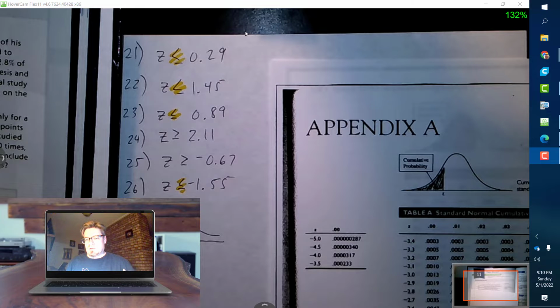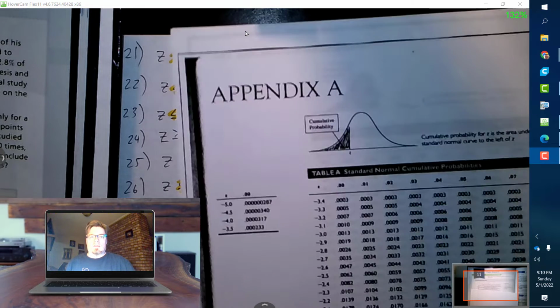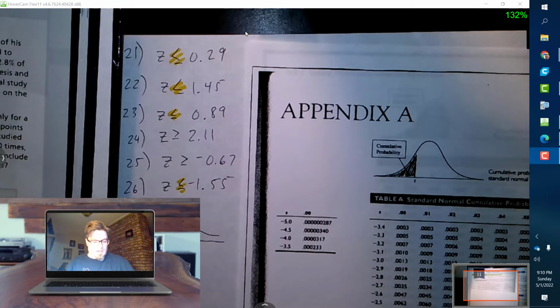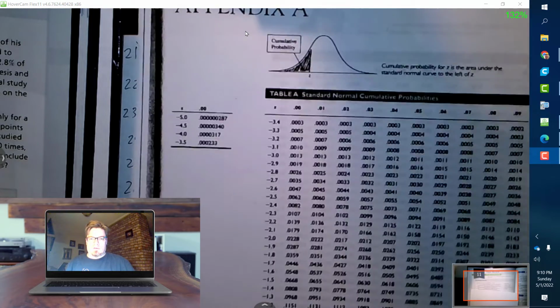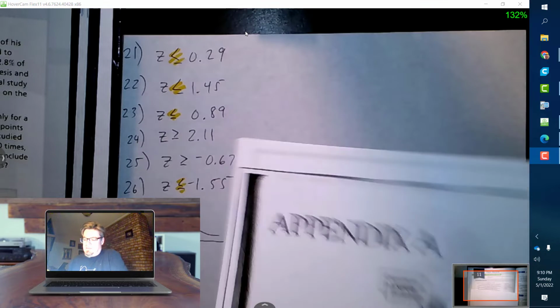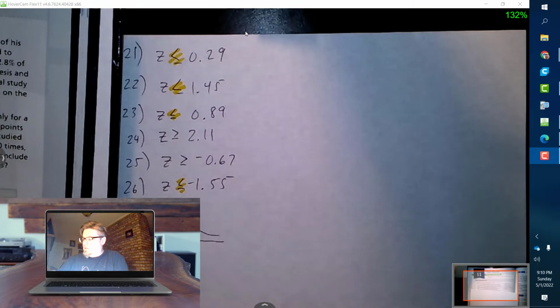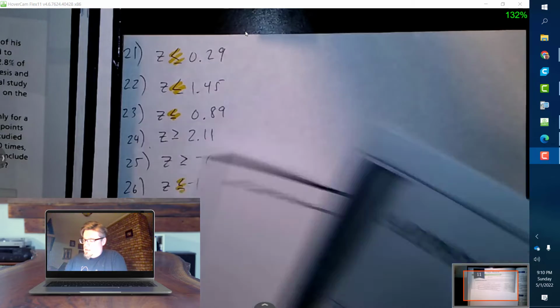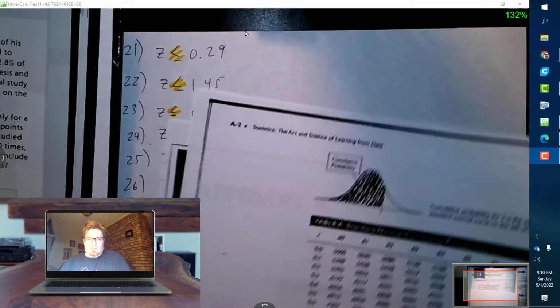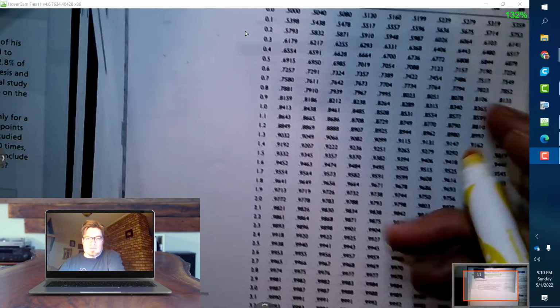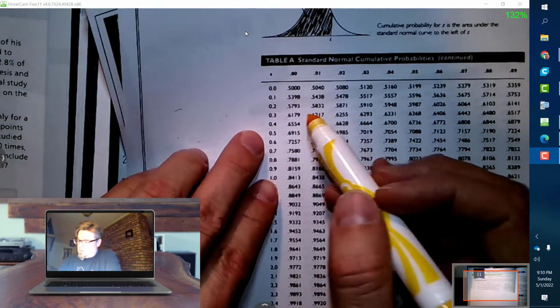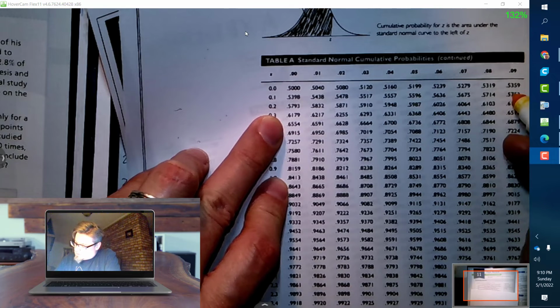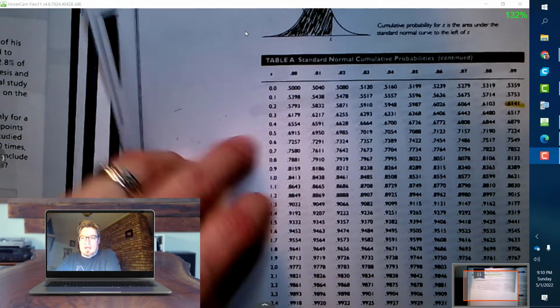And then I want you to interpret the results, okay? And we actually do that for 27, 28, and 29. So 0.29. If we went to 0.29, that is positive, so I'm going to go to the positive z table here. And this is really just to make sure that you knew how to read the tables. 0.2, we're going to go all the way to 0.29, which is right here. Okay, so that is 0.6141.